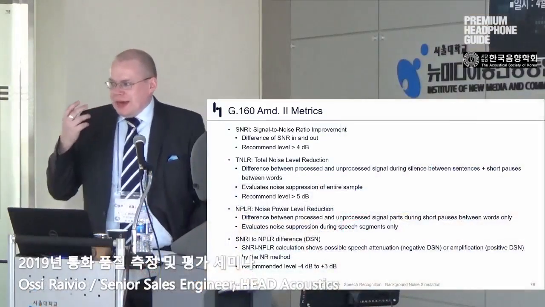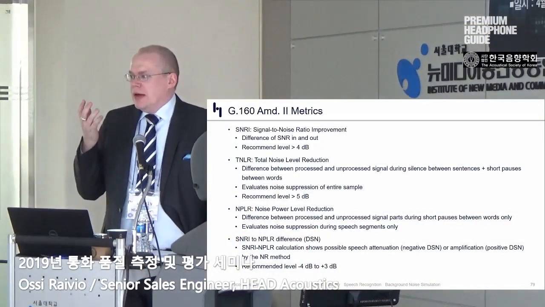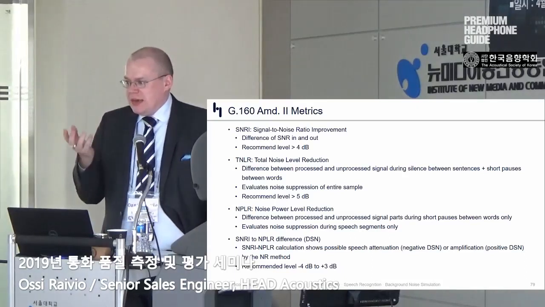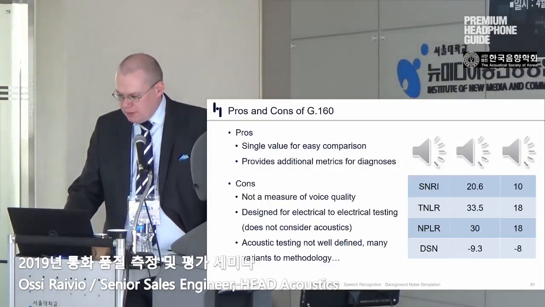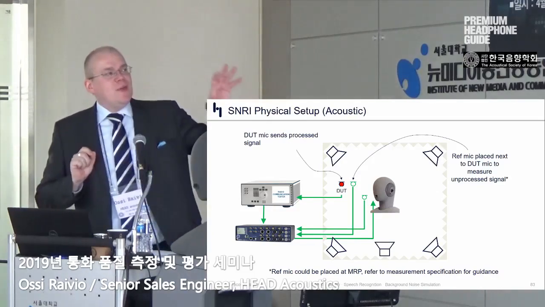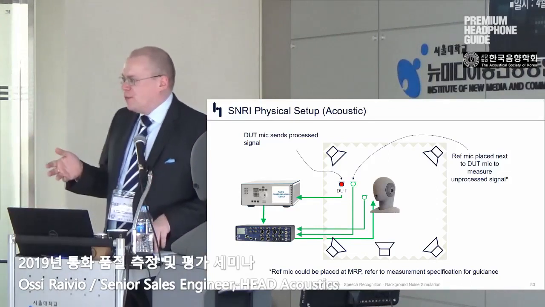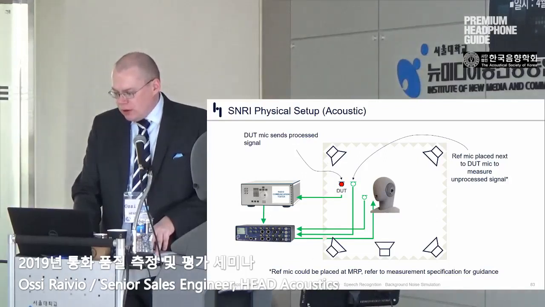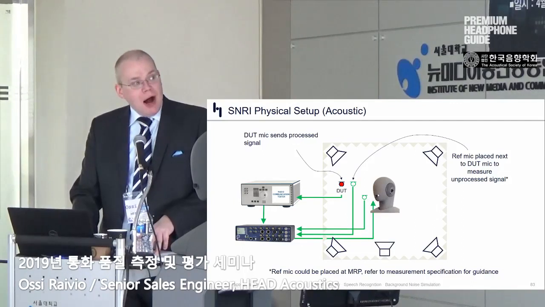As I mentioned, the SNRI originally comes from the network noise cancellers. So how do we then measure the acoustic test case? I'll jump a bit forward. I want to show you the picture here. You see that the setup is very much the same as for ANR or for D value. We have the background noise going on, and we are putting the signal to the dummy head mouth, and we are recording what the device under test is sending in the network simulator, and we're recording it from there.